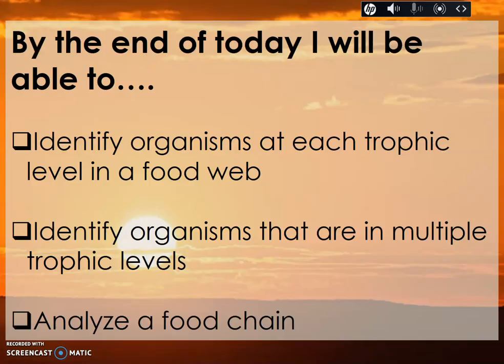All right, so if some of you are kind of going, what do I need to know for the quiz? By the end of today, you need to be able to identify organisms at each level, meaning you need to know what producers are and what consumers are, and are they primary consumers, are they secondary consumers? And you also need to be able to identify the organisms that are in multiple levels. So sometimes there are organisms that can be primary and secondary. And then just to be able to analyze the food chain and what would happen if one was taken away.